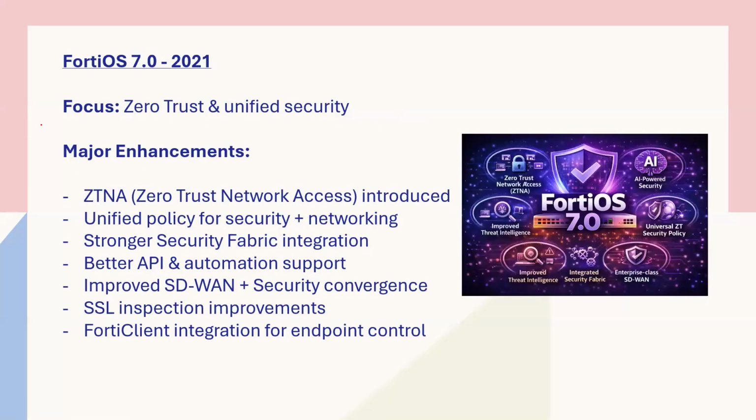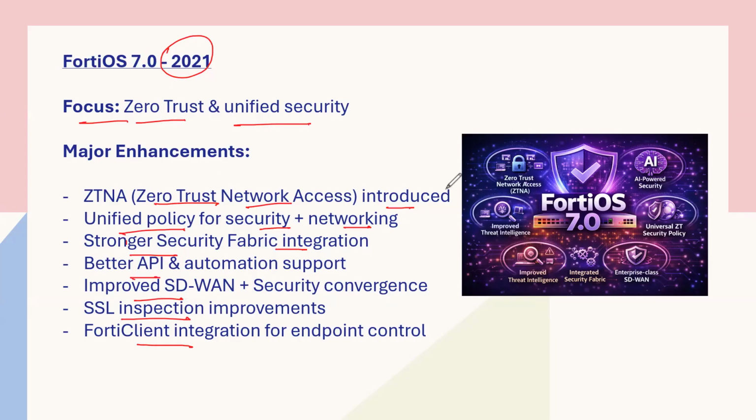Next is what? Now you can't ask where is 6.6, 6.8. FortiGate has only developed like this. From 6.4, they jumped to 7.0. Okay, so 6.4, then 7.0 only. In which year? 2021. The focus point was zero trust and unified security. So zero trust network access was introduced, unified policy for security plus networking, strong security and fabric integrations, better API and better SD-WAN performance, and SSL inspections, client integrations, all these things were added.